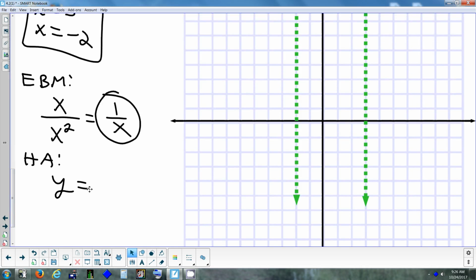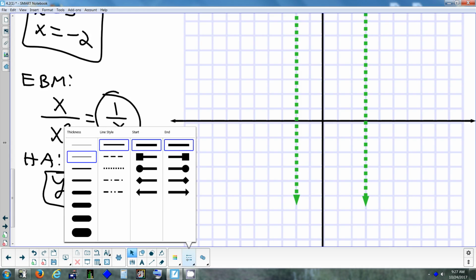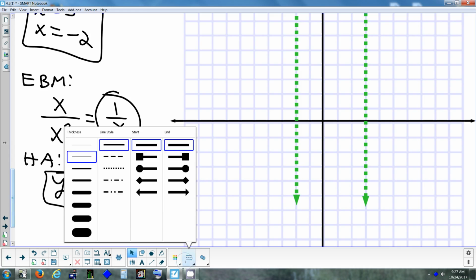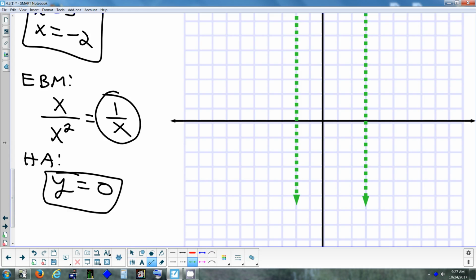Sam? Negative 1. So let's plug in 1,000 for x. What's 1 divided by 1,000? Really, really small. Is it getting close to 0? Yes. So your horizontal asymptote here is y equals 0. Any question on that? All right. So now let me put that in.